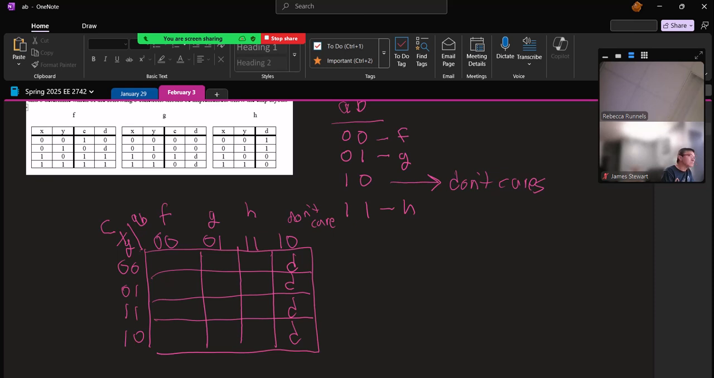So if I'm at function F, then when X, Y is 0, 0, then C is 1. And if X, Y is 0, 1, then C is 0. And for 1, 0 and 1, 1, C is 1 for both of those.